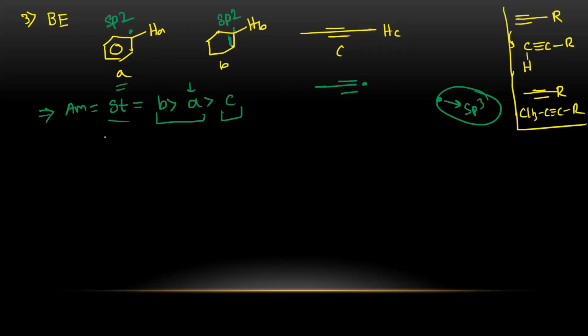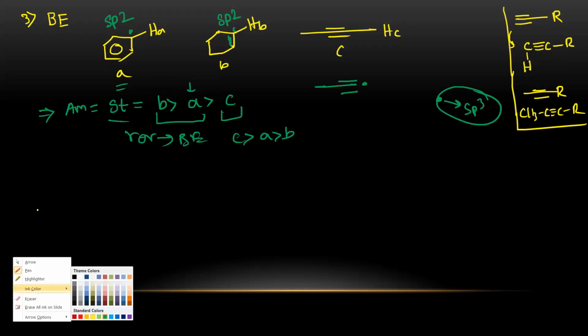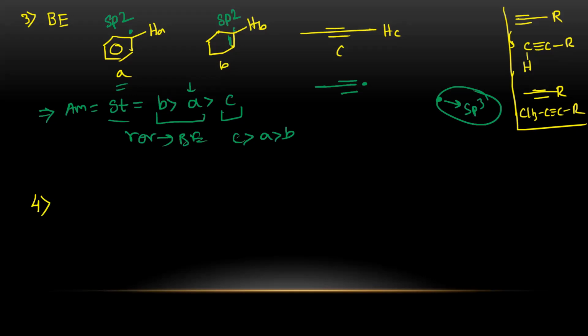So that is the stability order, you know. Now the reverse order will be the bond energy order: C, A, B. I hope it's clear for you. Now let's move to the next question. The next question is a simple, same kind of thing.